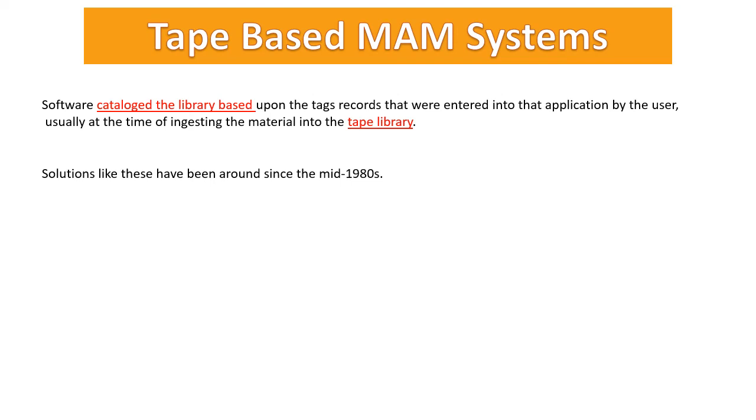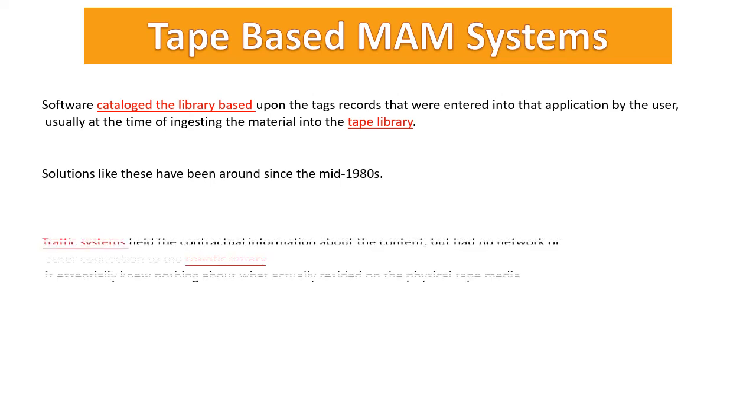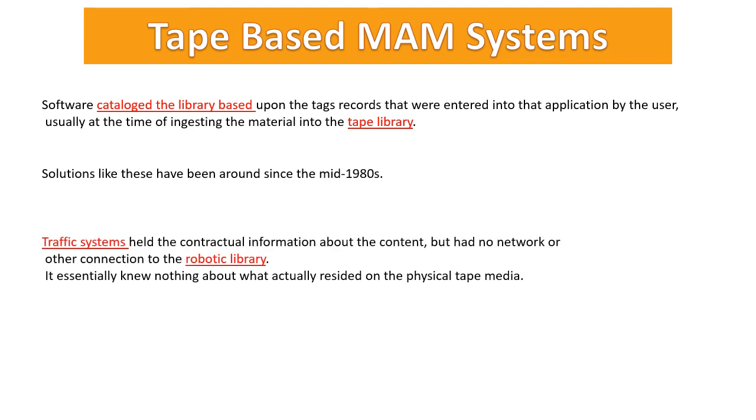mid-1980s. At the most basic level, at least for broadcast applications, the library catalog data would contain a house number that was paired against the information contained in the broadcast traffic system that described that asset. This house number was the database key link between what was in the videotape library's database and what was contained in the traffic system's database. Traffic systems held the contractual information about the content, but had no network or other connection to the robotic library. It essentially knew nothing about what actually resided on the physical tape media.